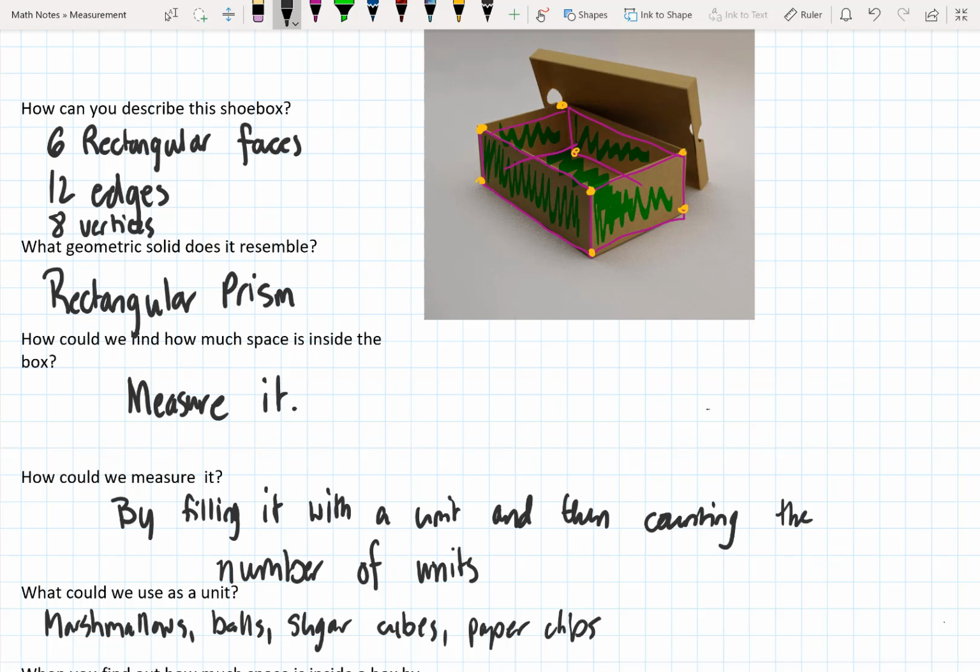However, not every unit is made equal. And what I mean by that is not every unit is going to give you the most accurate measurement. So I want you to think about that. Which one would give you the best estimate of how much space is inside this box? Would it be marshmallows, balls, sugar cubes, or paper clips? Think about that for a second. Maybe pause the video here. Which one of those units would give you the most accurate estimation or measure of the space inside of this geometric solid?